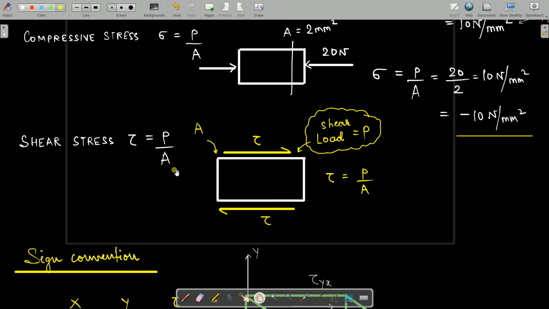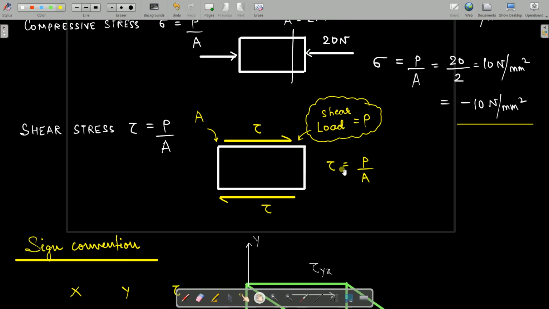Here we are not talking about the normal area. Here we are talking about the tangential area. Okay, so tau is equal to P by A. Here also if you can put some values, you will get some result.